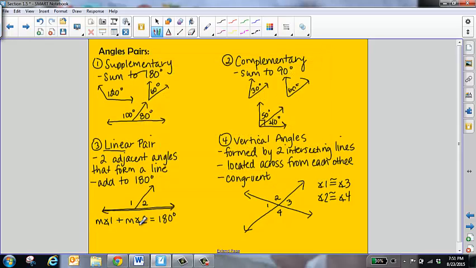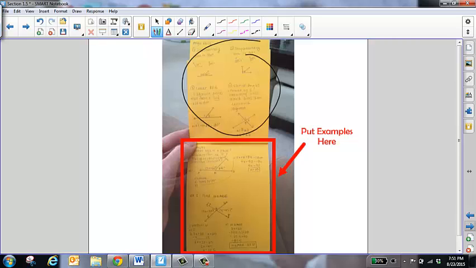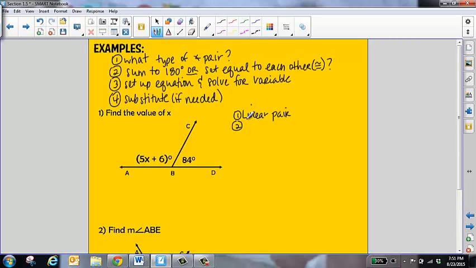The measure of angle 1 plus the measure of angle 2 equals 180. So if we sum those two angles together, it should equal 180. So that's what we're going to do. We need to sum our angles to 180 degrees. So now for step 3, we can set up our equation and solve for the variable. We know that if we add our two angles together, they're going to equal 180. So now from here, we're just going to go through and solve.